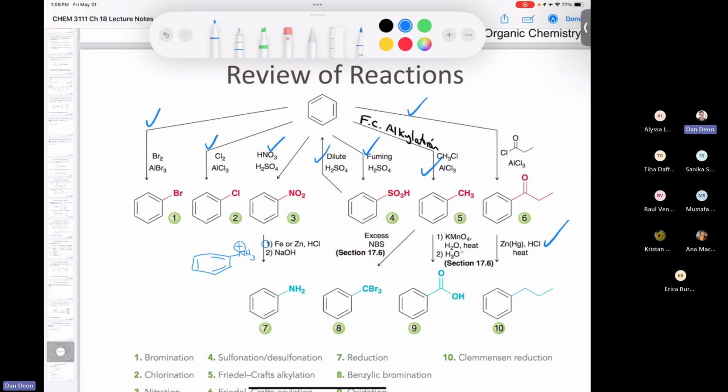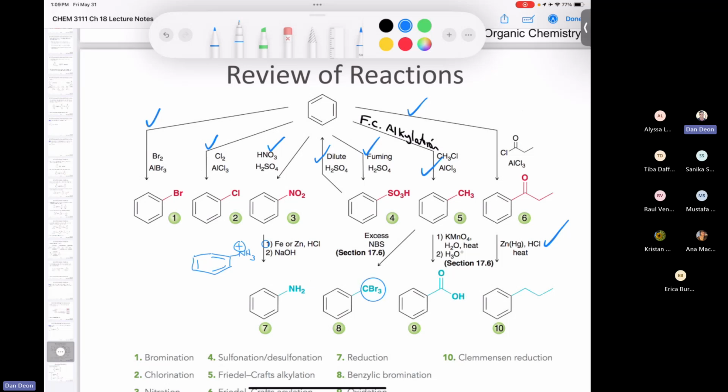We also went over this in chapter 17. Now, in chapter 17, it doesn't really talk about excess N-bromosuccinimide, but you guys know that this is a benzylic position. And so if you were to treat that with just a load of, or an excess of, N-bromosuccinimide, you're going to brominate at every position.